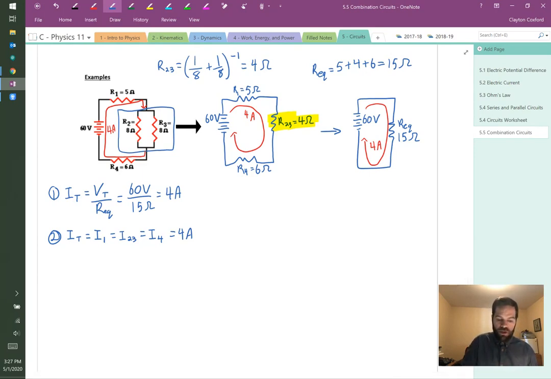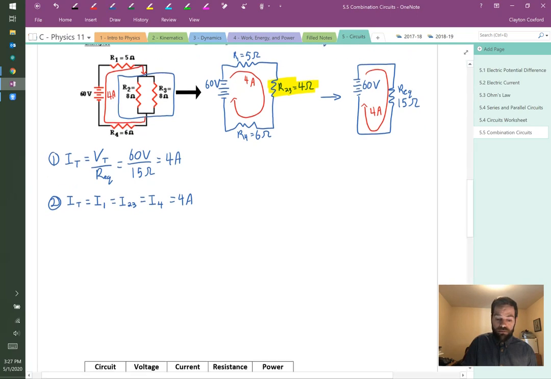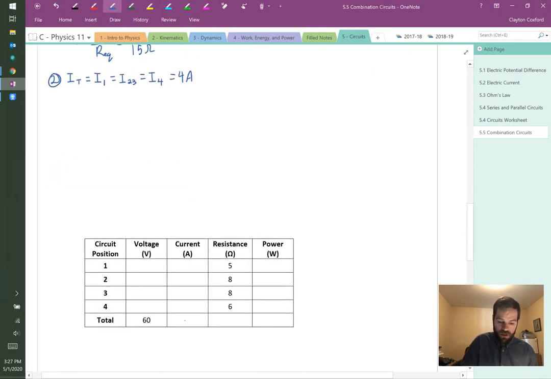I'm going to start filling in a couple of things in my table down below. So we have a total current of 4 amps. We have 4 amps through our first circuit element and our fourth circuit element. But we don't have 4 amps through resistor 2 and resistor 3. We have 4 amps through those two combined. They're in parallel with each other, and so we have to figure out how that current splits between the two of them. So we're not going to fill that section of the table in yet, because it's not 4 amps and 4 amps.